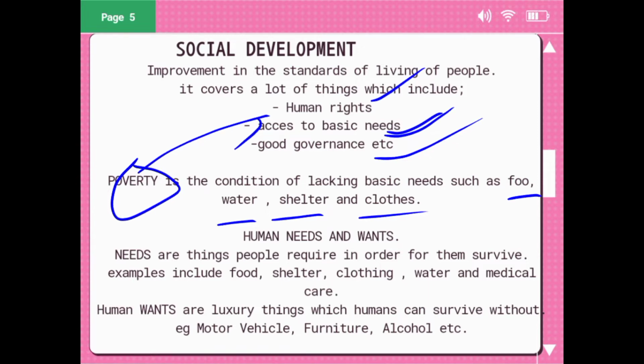Let us talk about these two things now. Let us differentiate them. Human needs, human wants. Are they the same or are they different? People tend to confuse them.